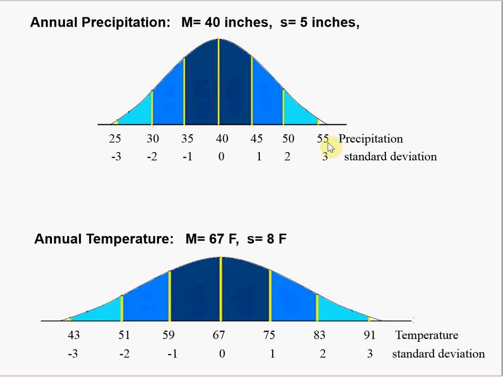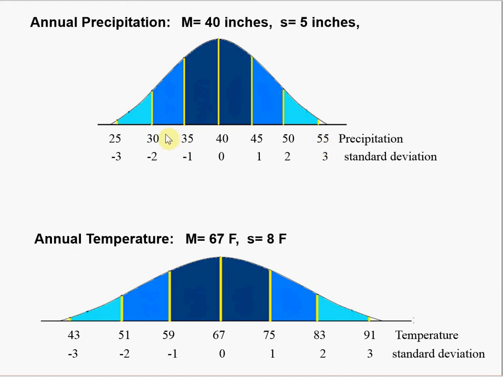Okay, it's very easy. So this 55 corresponds to 3 standard deviations above the mean. You can simply use 55. Now, if you follow me, 55 minus the population mean divided by standard deviation. Do you have a calculator? Let's do the calculation. 55 minus 40 divided by 5. What do you get? You got a 3.